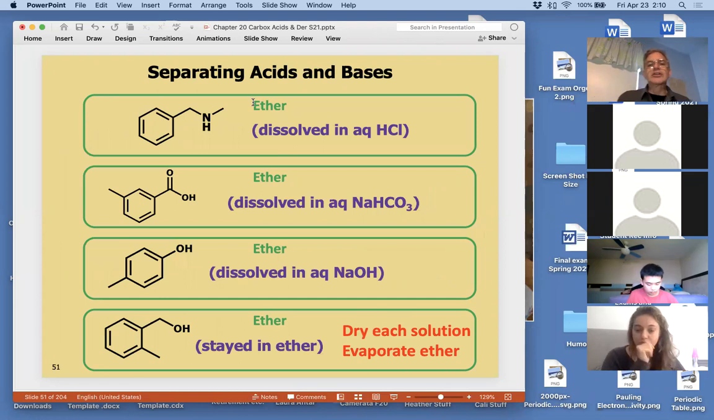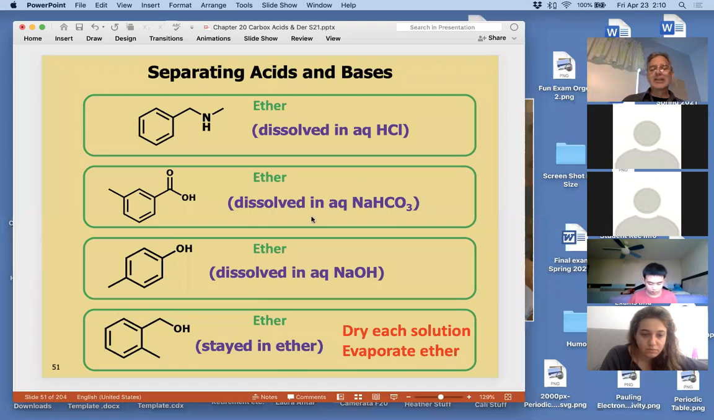So at the end of the day, you have the amine in the ether, and you used HCl to get it out of the water initially. That's the ultimate source of this. Carboxylic acid was extracted with bicarbonate. Phenol was extracted with hydroxide. And the alcohol just watched all the fun and stayed in the ether.